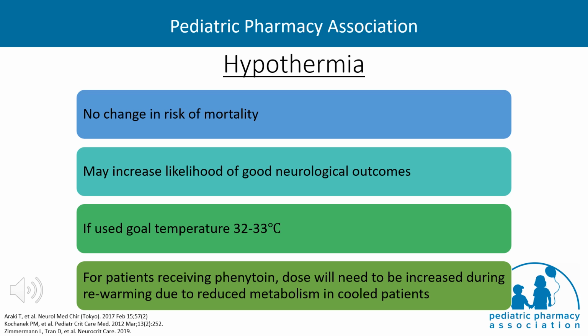Hypothermia is another therapy that has been evaluated for TBI. However, it in studies did not change the risk of mortality, and it did increase the likelihood of good neurologic outcomes. If this is used, a goal temperature of 32 to 33 degrees Celsius is recommended. And if the patient is receiving phenytoin for seizures, then the dose of phenytoin will need to be adjusted during rewarming.